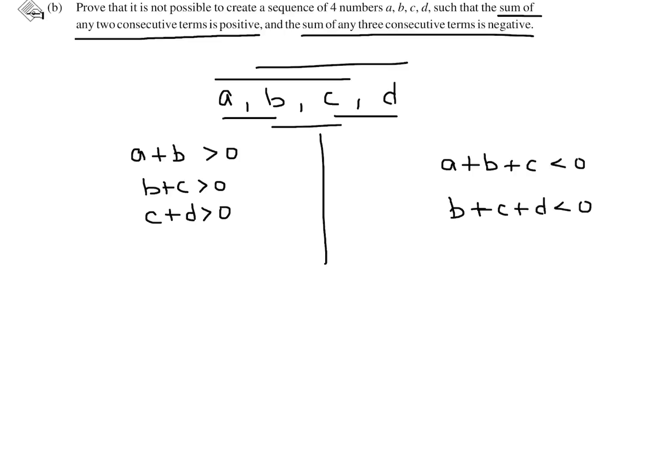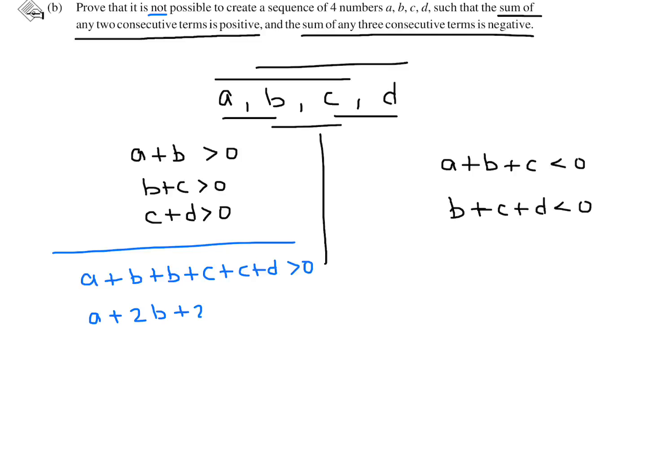Now, where do we proceed from here? We have to show that this is not possible. Okay, let's see. Well, the only thing I can think of is adding them. If you add all of these, you get a plus b plus b plus c plus c plus d. And obviously, that's greater than 0. 3 things that are greater than 0 all added together. If you combine, you get a plus 2b plus 2c plus d. Okay, this is about as far as I can go.